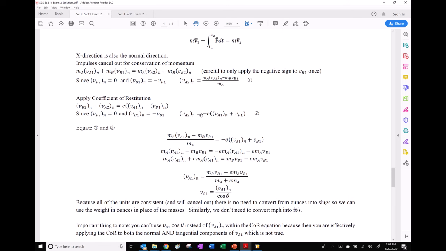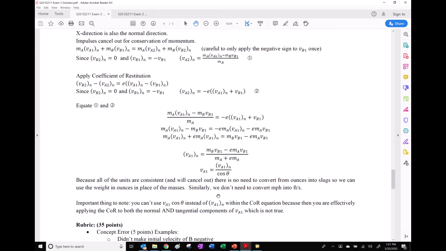So here's our two equations, and we can just set them equal to each other with the way that I've written them out. And when we do that, we're able to find what that velocity VA1 is going to be, right? Or VA in the normal direction. And then if we want the actual velocity, we could divide by cosine. Here's a critical thing, right? So I wrote that in my critical parts right down here.